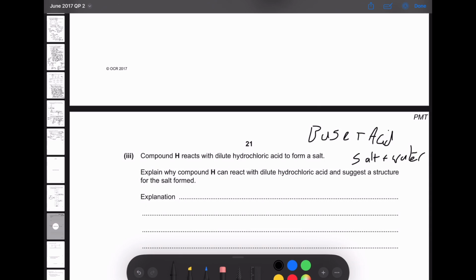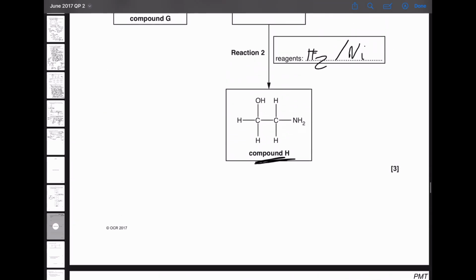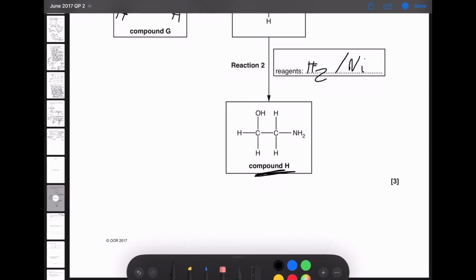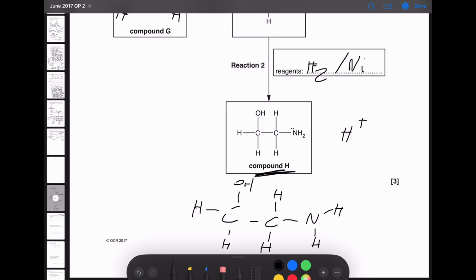So how can we make this a base? Well, a base always accepts a proton, so we've got protons from the acid. Where's it going to go in this molecule? Well, it's going to go on the lone pair of the nitrogen to form a positive ion. So it's going to look like this. N, H, H, H, and then it's going to be positive.